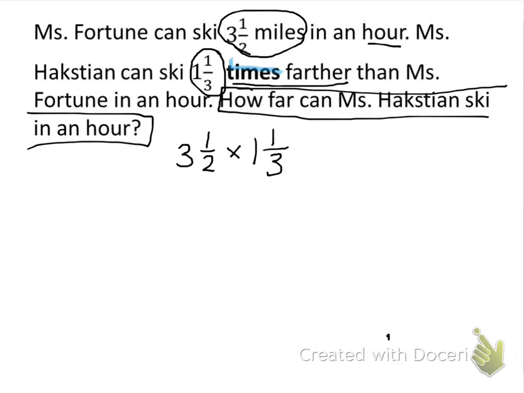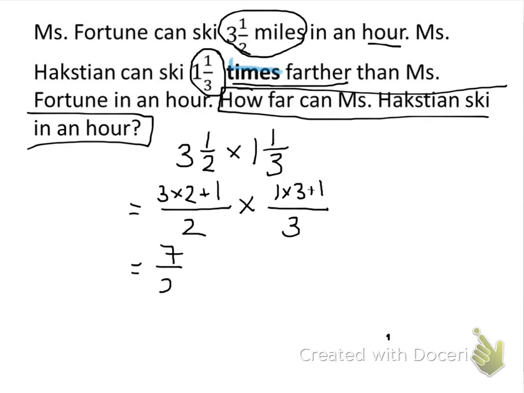Now I follow through with my steps. Convert these into improper fractions. So I have 3 times 2 plus 1, all over our denominator of 2, times 1 times 3 plus 1, all over our denominator of 3. And that is equal to 3 times 2 is 6, plus 1 is 7, times 1 times 3 is 3, plus 1 is 4. Okay, our next step is to multiply our numerators. 7 times 4 is 28. And then we multiply our denominators. 2 times 3 is 6.